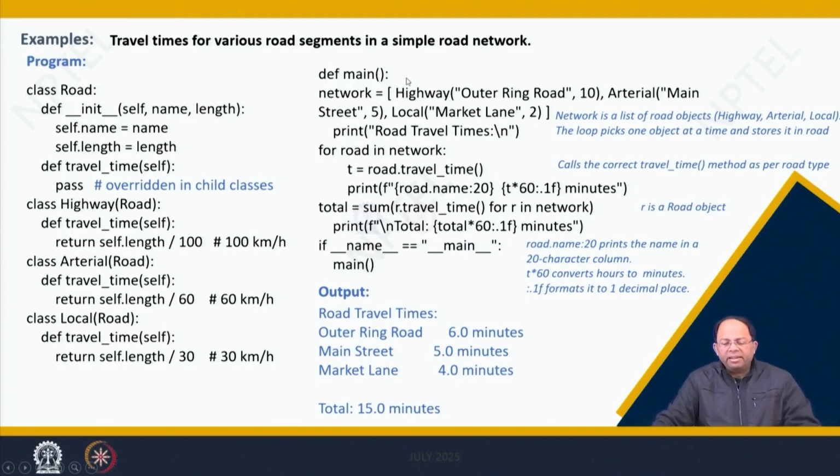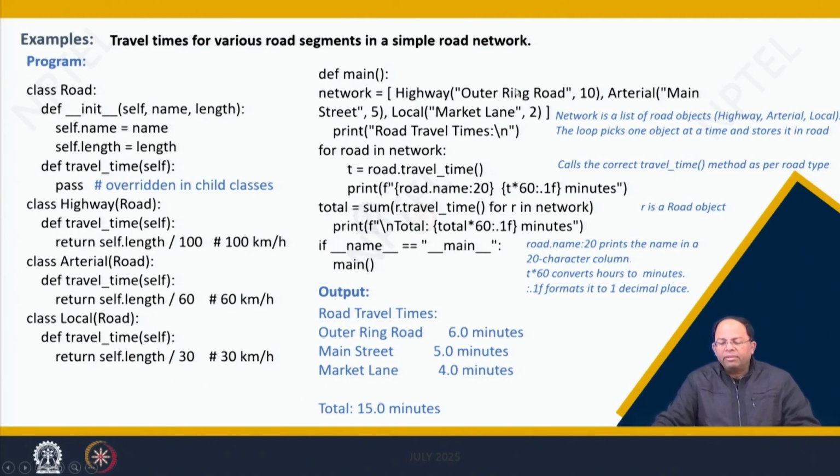Now coming to the main function, the def main. For the network, what we are doing is we are first having a list of network where we are putting these values: highway, outer ring road 10, arterial, main street 5, local, market lane 2. So this is a data structure that we are putting in.